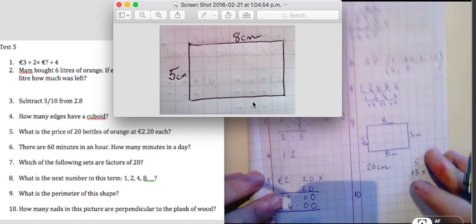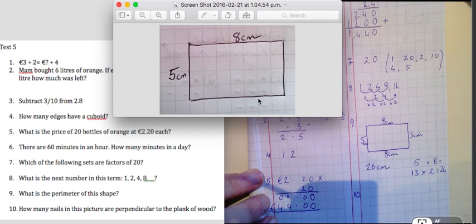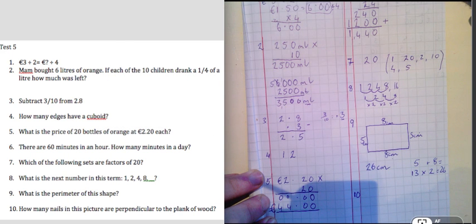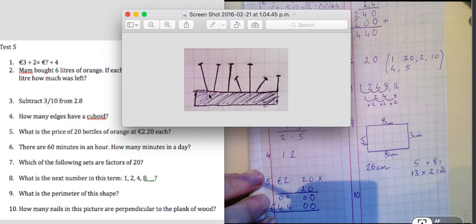Last one, number 10. How many nails in this picture are perpendicular to the plank of wood? Okay, so here's our image. Perpendicular is where one straight line meets another straight line. Exactly like that. So this one here is perpendicular. Is that nail going straight and hitting that one there? Exactly, it is. Is this one perpendicular? No, because it's coming at an angle. This one here is definitely perpendicular. One straight line meeting another straight line.